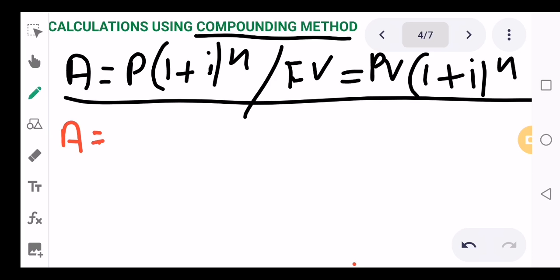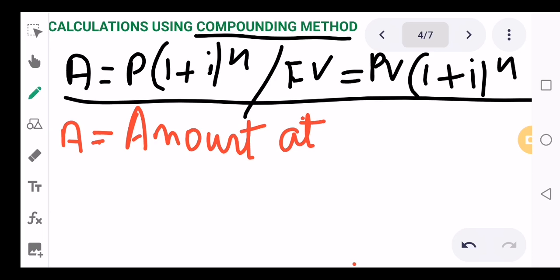A is the amount at the end of the period. That was in the year 2026 as per our previous example.